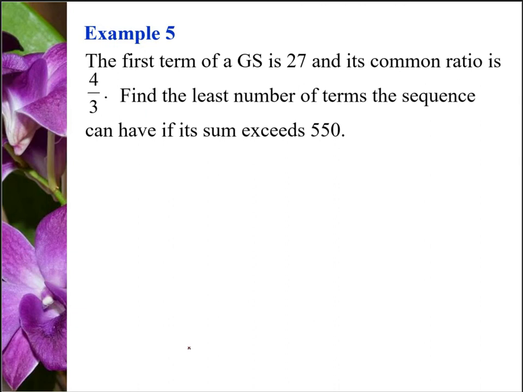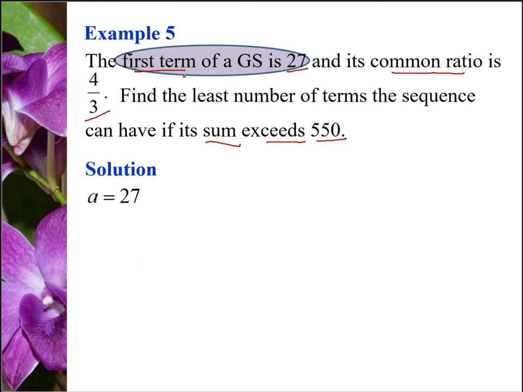Example 5. The first term of a geometric sequence is 27 and its common ratio is 4 over 3. Find the least number of terms the sequence can have if its sum exceeds 550. For this wordy type of question, you really have to take out the information and write it in mathematical terms. Like the first information that you have here. The first term of a geometric sequence is 27. First term here means the value of a. So a equal to 27, you get it from this sentence.